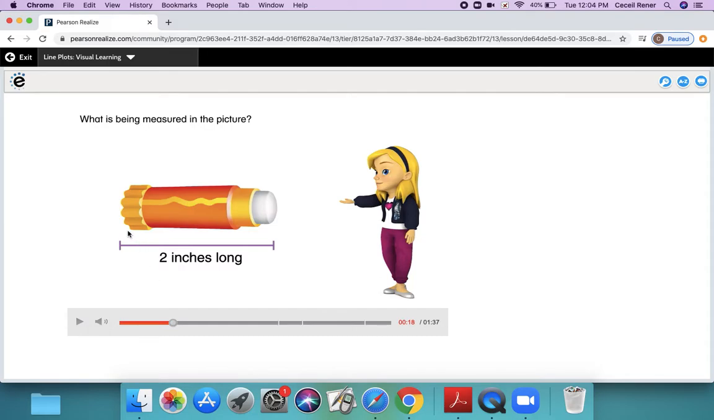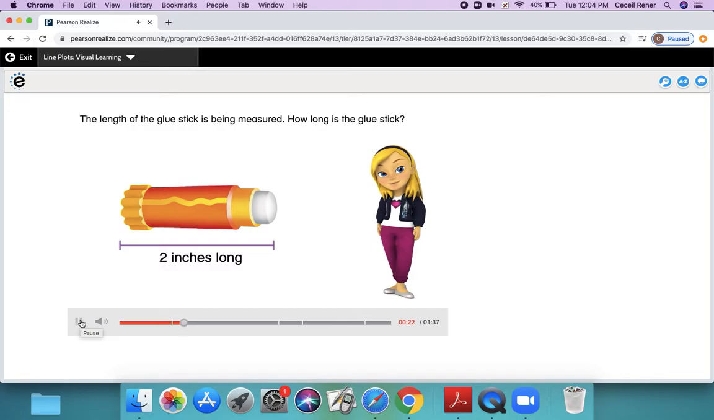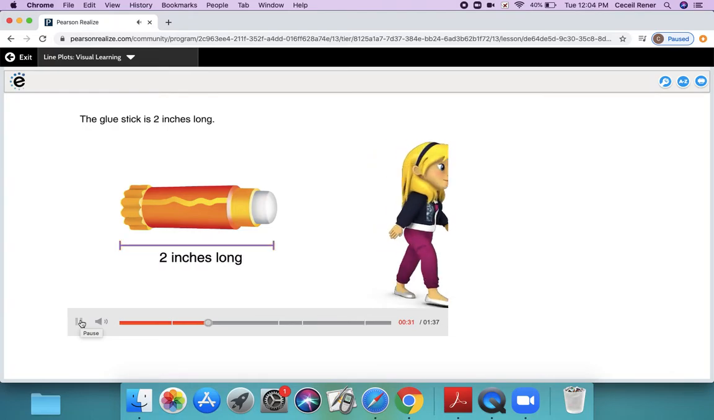We could see they started at one end and they measured to the other end, and they're using a unit of measurement, which is inches, 2 inches long. The length of the glue stick is being measured. How long is the glue stick? The glue stick is 2 inches long.